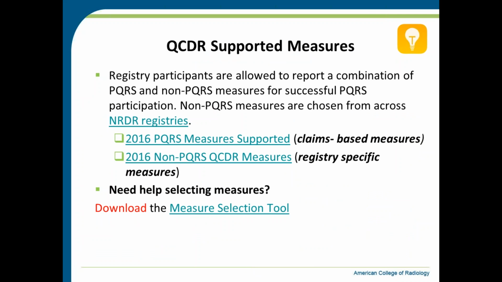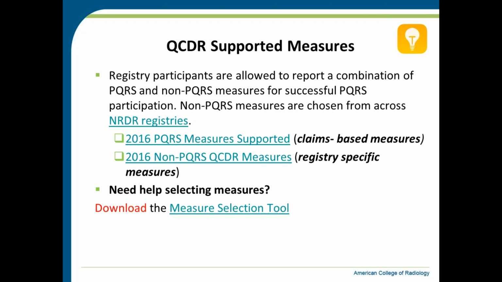I think it's important that when I talk about submitting measures data, let's not keep that so general. Let's look specifically at what measures are available and what different options you have to participate. Essentially, all of our registry participants are allowed to submit both PQRS and non-PQRS measures to be successful. Just one more reminder that non-PQRS measures are chosen from across our NRDR registries.